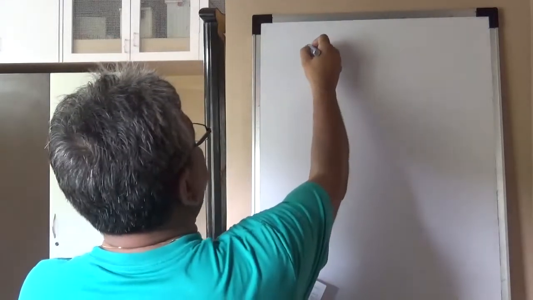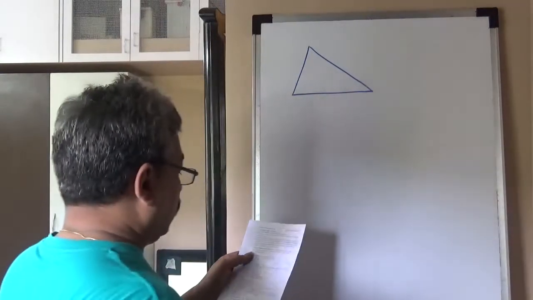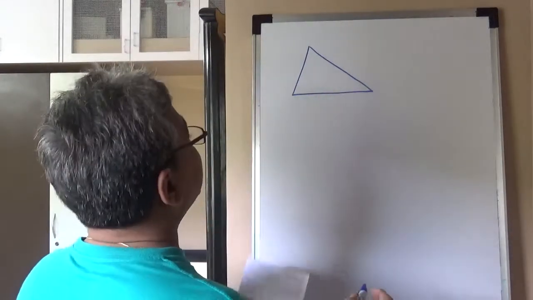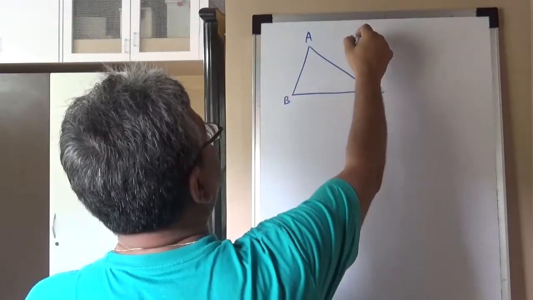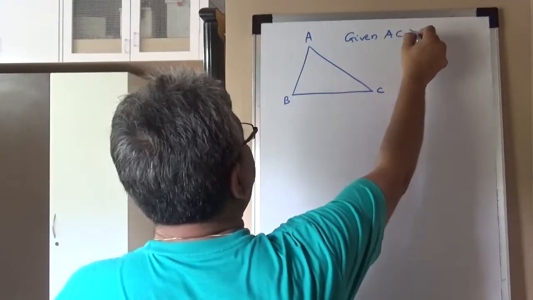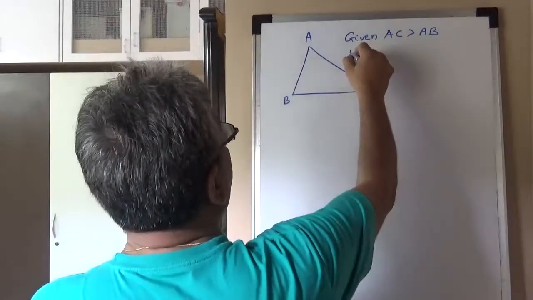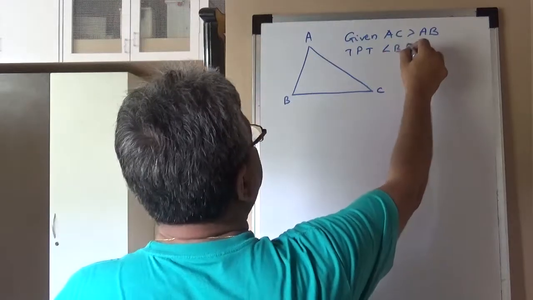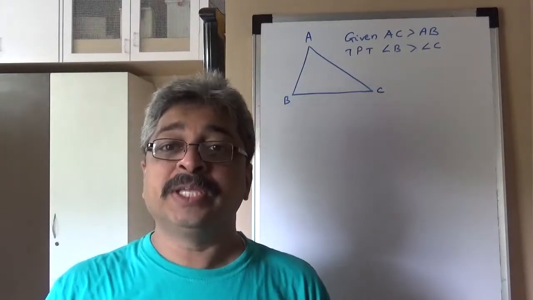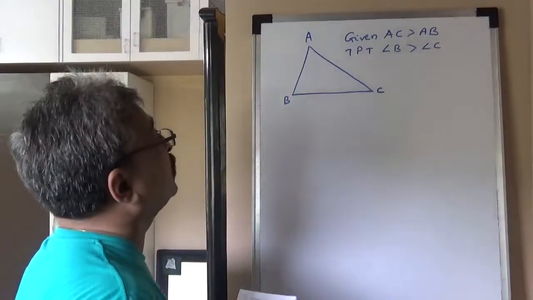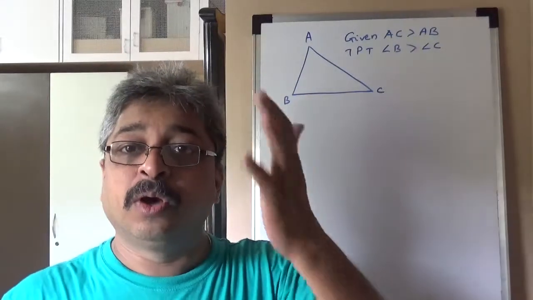Then the first theorem is: in any triangle, the angle opposite to the greater side is greater. So it is given that AC is greater than AB. In this diagram we can see AC is greater than AB. So given AC is greater than AB, to prove that angle B is greater than angle C, the measure of angle B must be greater than the measure of angle C. This is obvious, but we need a technically correct proof in geometry. Now you are free to think on your own and find your own proof, but if you cannot, watch this video.